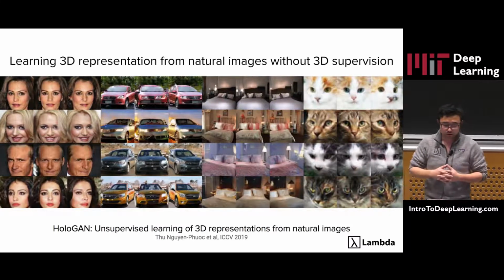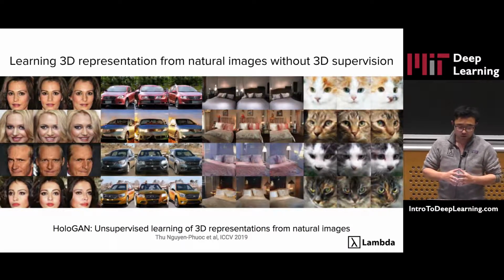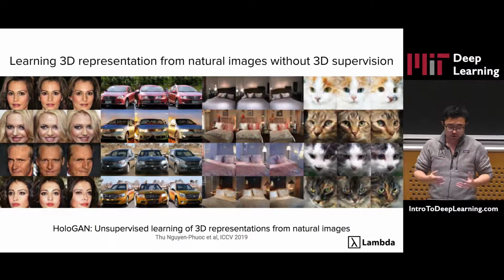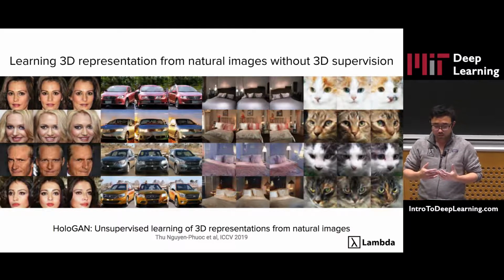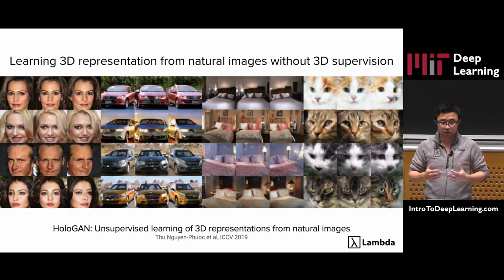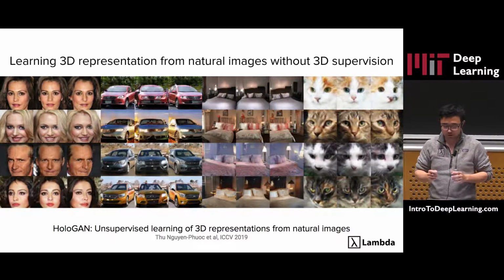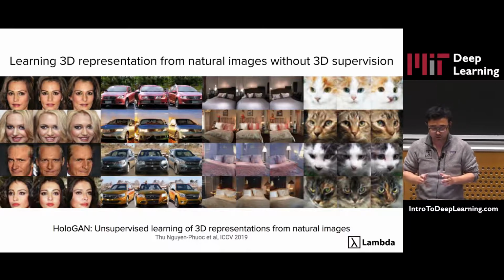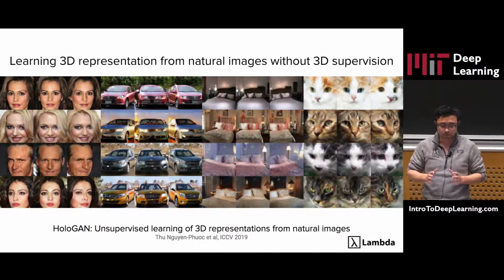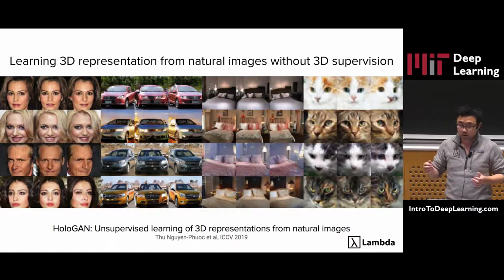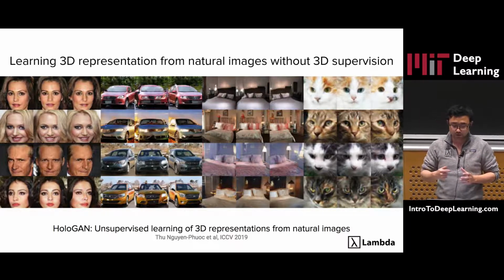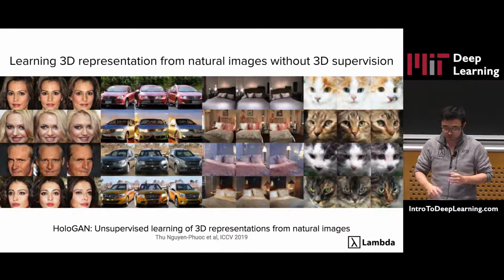So we tried this idea called HoloGAN, which learns a 3D representation from natural images without 3D supervision. By without 3D supervision, I mean there's no 3D data, and there's no ground truth label for the pose of the object in the image during the training process. Everything is learned purely from 2D unlabeled data. So the cool thing about this idea is the learning is driven by inductive bias as opposed to supervision.